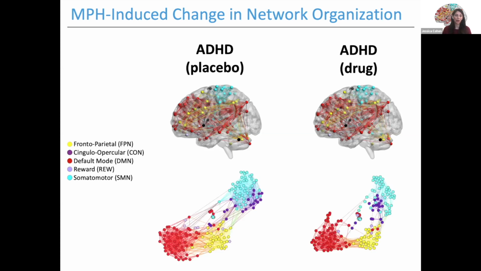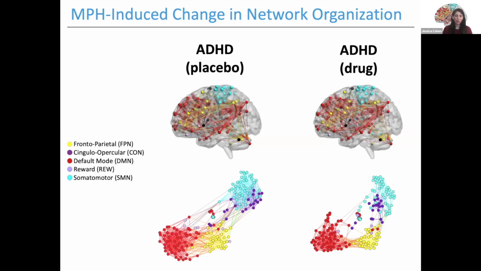So I've also plotted the graphs in connection space, which once again depicts nodes that are more strongly interconnected as closer together. And in connection space, some of the differences across the sessions become more clear. So as an example, the default mode network in red and the frontal parietal network in yellow are more interconnected with each other during the placebo session than during the drug session. And the cingulo-opercular network in dark purple and the somatomotor network in cyan are more integrated with each other during the drug session.